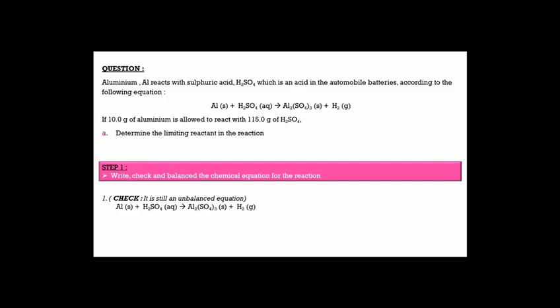After balancing the chemical equation, you will get this result, which is 2 mole of aluminium reacting with 3 mole of sulfuric acid to produce 1 mole of aluminium sulfate and 3 mole of hydrogen gas.